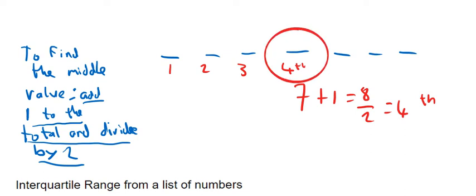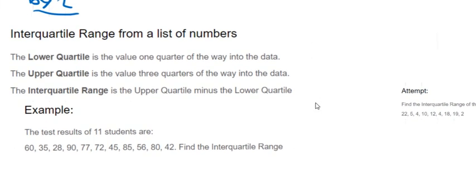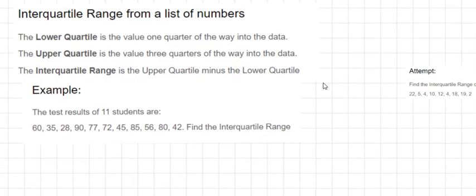Now I know that sounds obvious, but it's just for when you've got a really big list of numbers. So just say you had 50 numbers there, or I don't know, 97 numbers there. We've only got 7 in that one, but it's a helpful trick for bigger sets of numbers. So just add 1 to the total and then divide by 2, that finds out which actual value is the middle one, the median. I'm going to reference it down here as well. So, the interquartile range from a list of numbers.